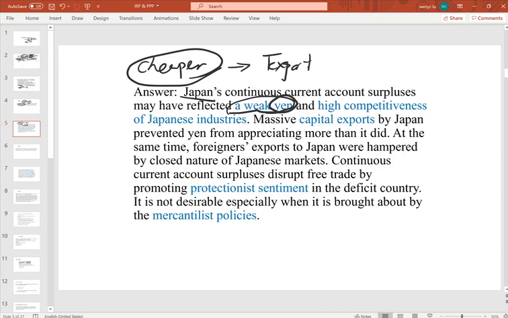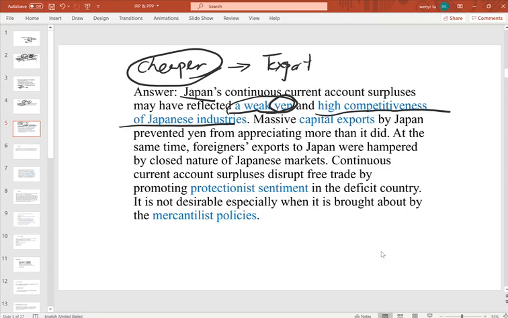And also, because of the technology in Japan, they have a lower production cost. So they have highly competitive industries, and they can export more goods than they import.